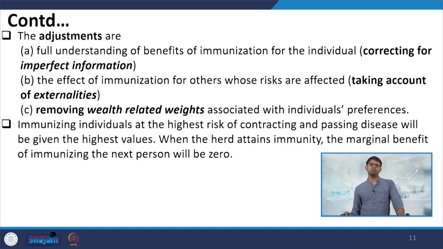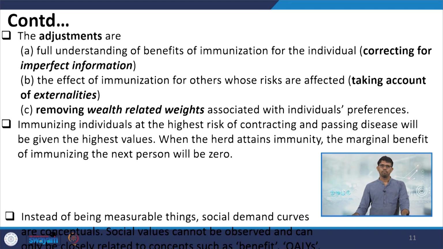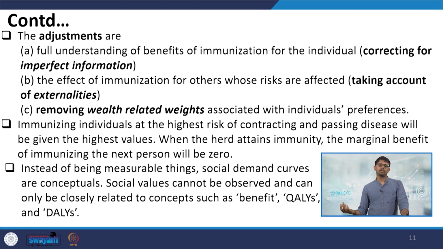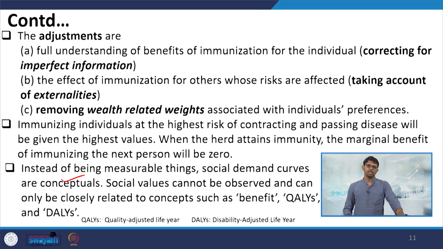When the herd attains immunity, the marginal benefit of immunizing the next person is actually 0. Okay, which is in fact happening in the post-COVID period. Instead of being measurable things, social demand curves are usually concept-based. Social values cannot be observed and can only be closely related to concepts such as benefits, QALY (quality adjusted life years), and disability adjusted life years, etc. There are even some databases available to get some perception-related measures for different services.